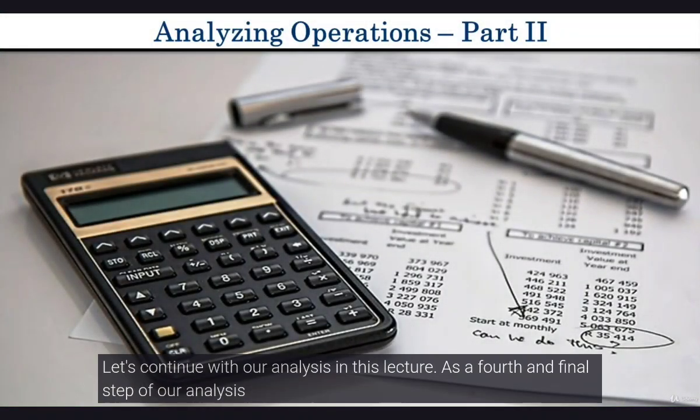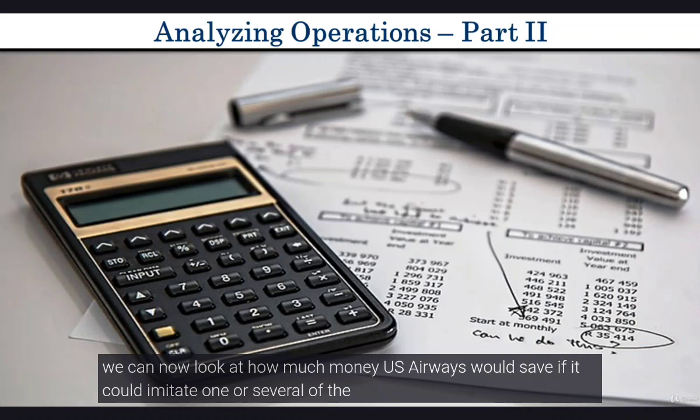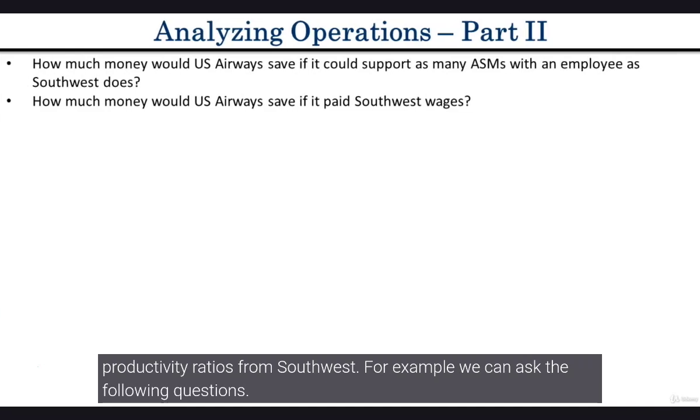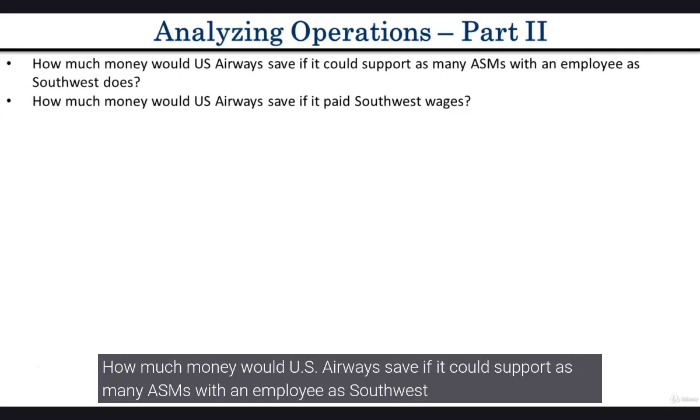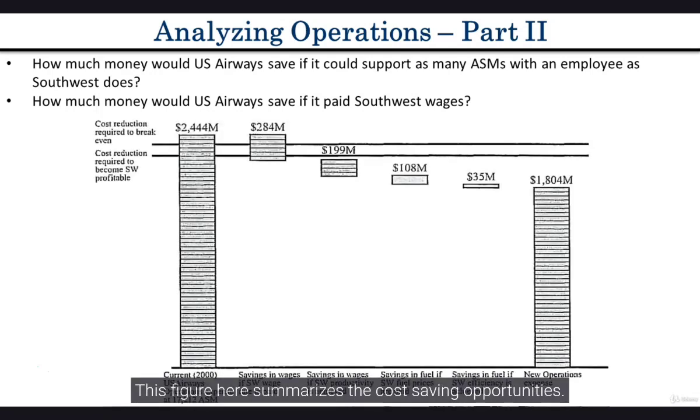Let's continue with our analysis in this lecture. As a fourth and final step of our analysis, we can now look at how much money US Airways would save if it could imitate one or several of the productivity ratios from Southwest. For example, we can ask the following two questions. How much money would US Airways save if it could support as many ASMs with an employee as Southwest does? And how much money would US Airways save if it paid Southwest wages? This figure here summarizes the cost-saving opportunities.